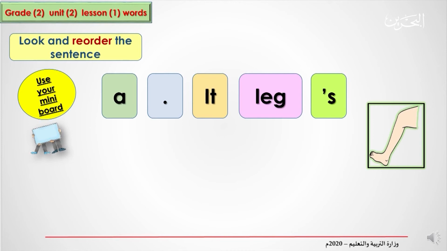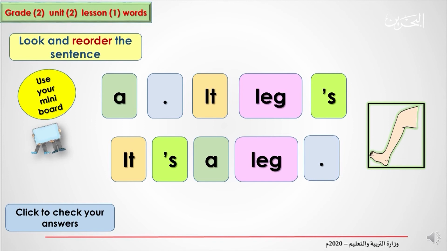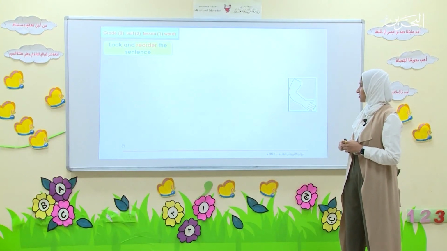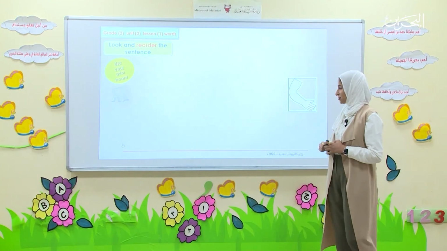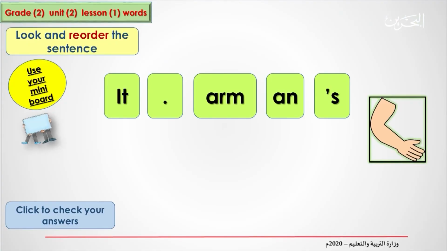Now, let's check your answers. It's a leg. Excellent. Let's look at another example. Look at the picture and reorder the sentence. 30 seconds again. Start.